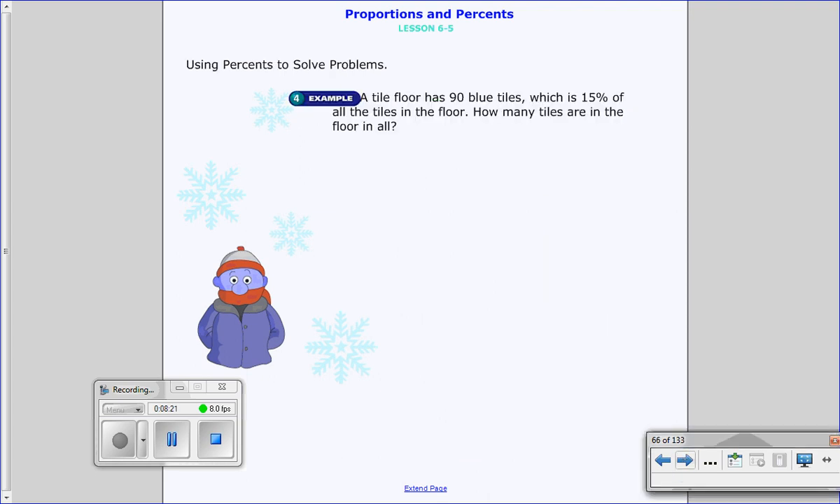All right, and finally we have a word problem, then we're all done for tonight. A tile floor has 90 blue tiles, which is 15% of all the tiles in the floor. How many tiles are in the floor altogether? Well, this is one we're going to solve using proportions again. Well, they automatically gave us our percent, 15%. Well, there's my 15 over 100.